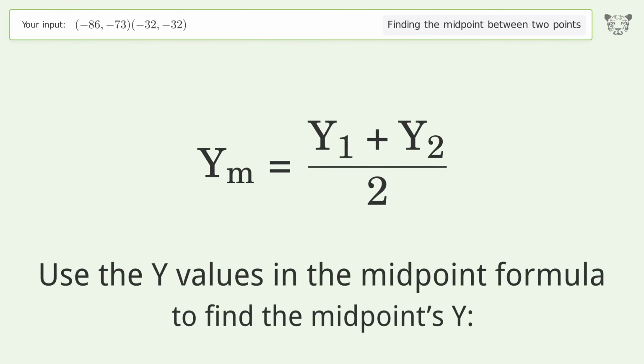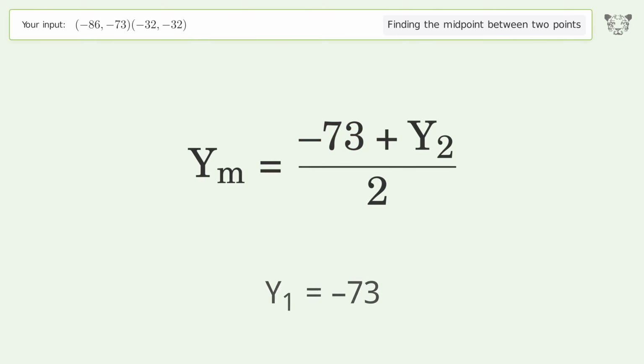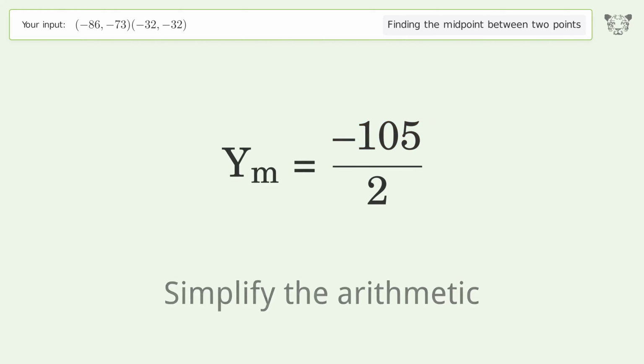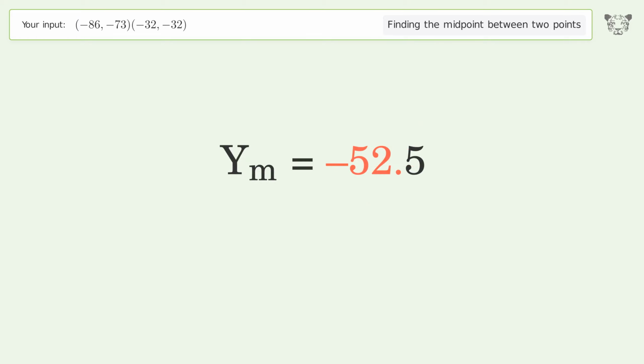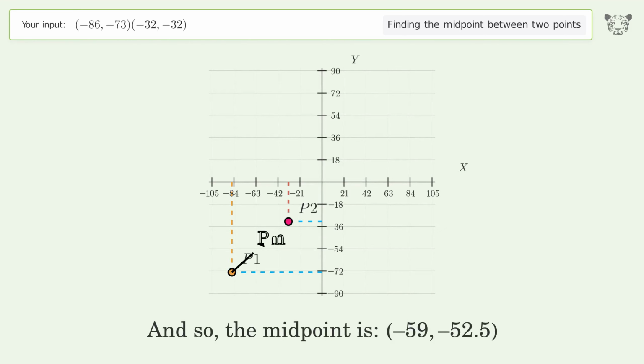Use the y values in the midpoint formula to find the midpoint's y. y1 equals -73. y2 equals -32. Simplify the arithmetic. And so, the midpoint is -59, -52.5.